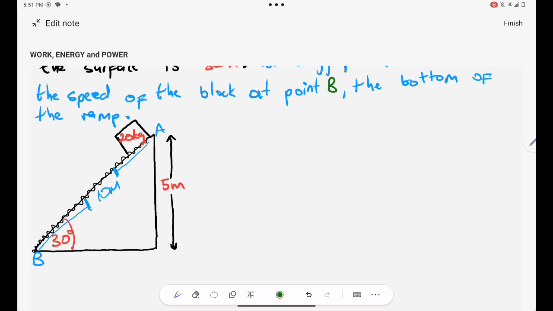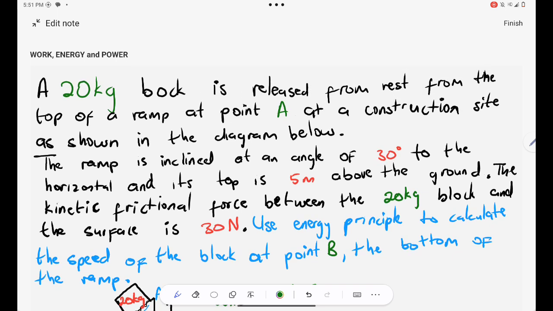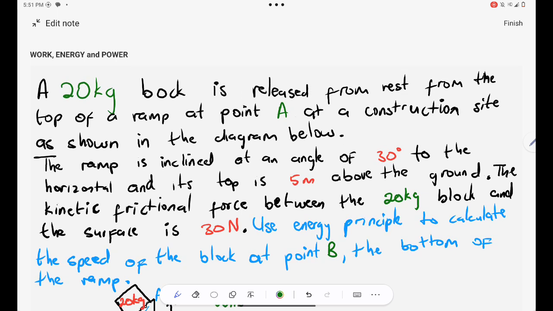So it simply says that the net work done on an object is equal to the object's change in kinetic energy. Are you together? Am I given frictional force? Oh, that's 30 newtons.